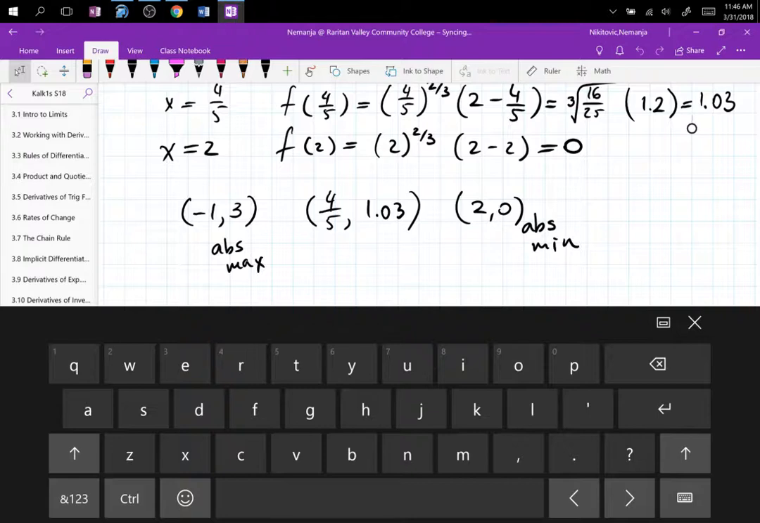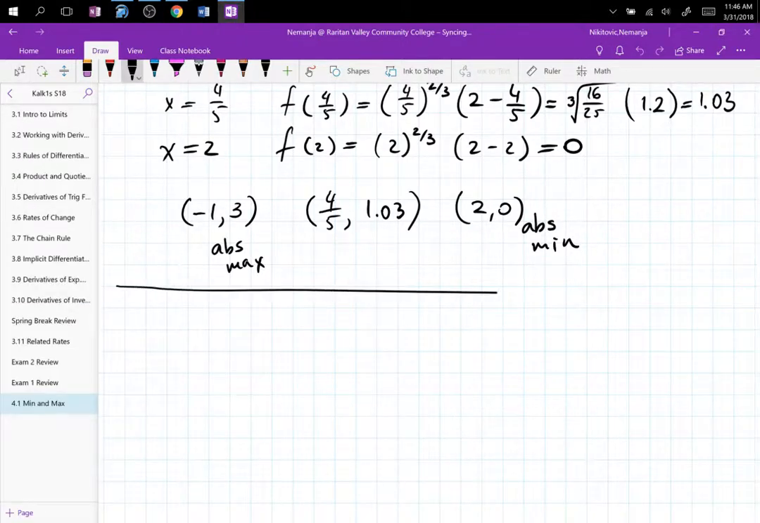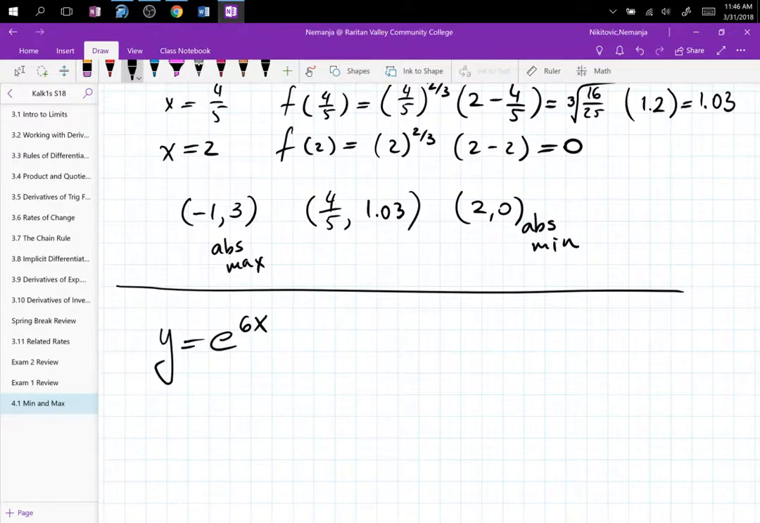Let's do one more quick example, actually, to make sure. So y equals e to the 6x. All right? What are you expecting here in terms of min and max? Do you know what this function looks like from pre-calc? There's no min, no max. Right? But let's compute.